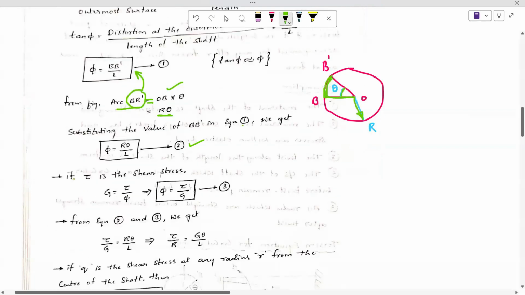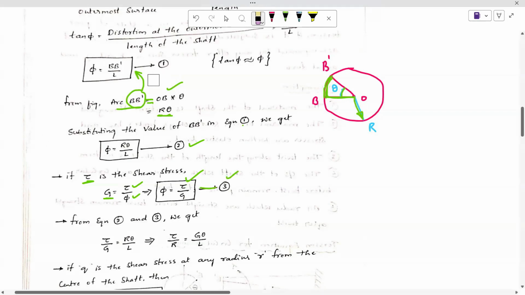Very simple. Now you know that tau is the shear stress. How are we going to define G? G is the shear modulus, or modulus of rigidity, which equals shear stress by shear strain. So from this, shear strain will be equal to tau by G, just cross multiplication. Phi will be equal to tau by G. Call this equation number 3.